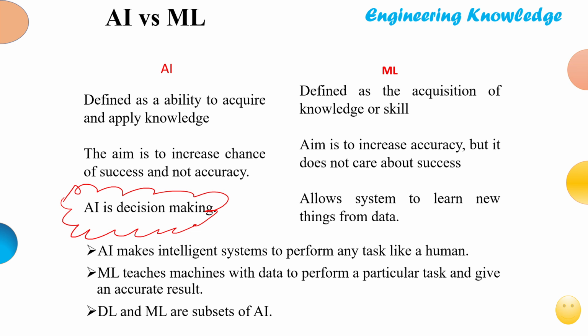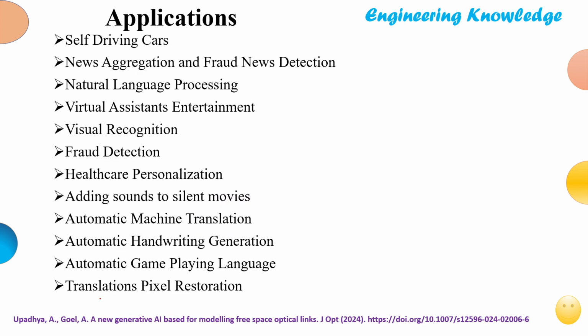But how do we do that? That is done using machine learning algorithms, using artificial neural networks, using multiple hidden layers to form deep neural networks. So AI is the main thing, and its subsets are machine learning and deep learning algorithms. As it is mentioned here, deep learning and machine learning are the subsets of artificial intelligence.